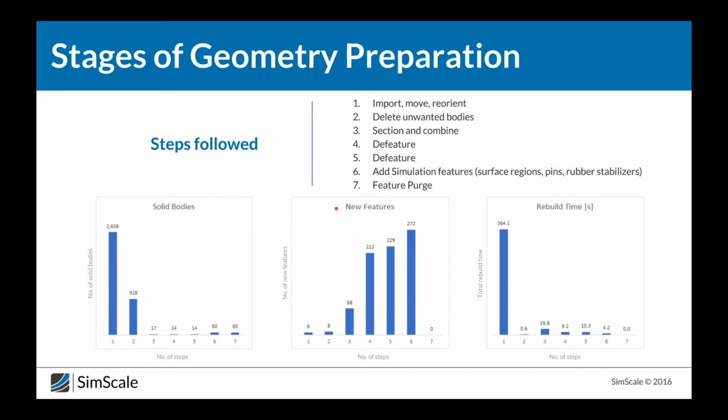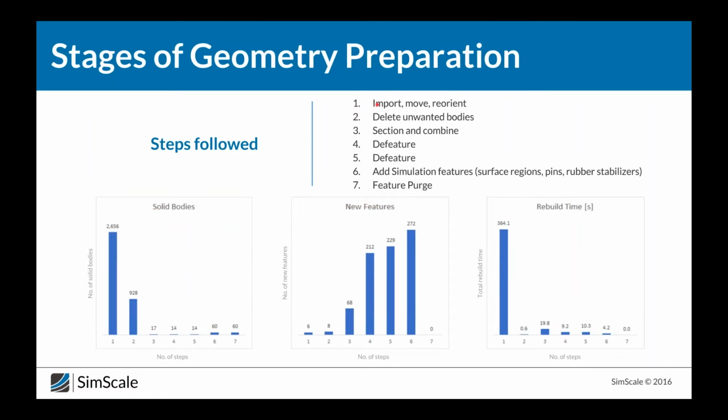So I just want to start off with an overview of what I've done in this process. I've broken up the defeaturing process into 7 stages, and they're not really 7 stages of geometry preparation. It's just 7 arbitrary points that I've chosen just so that I can put numbers against them at each stage, and then I can show how the model has progressed through the process.